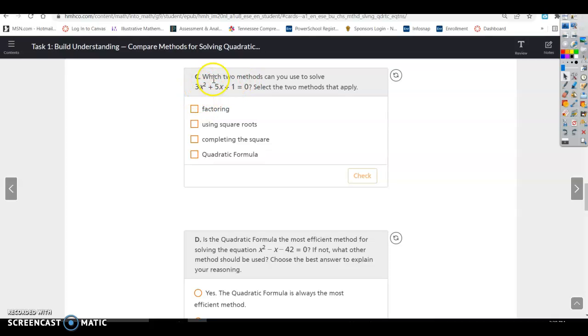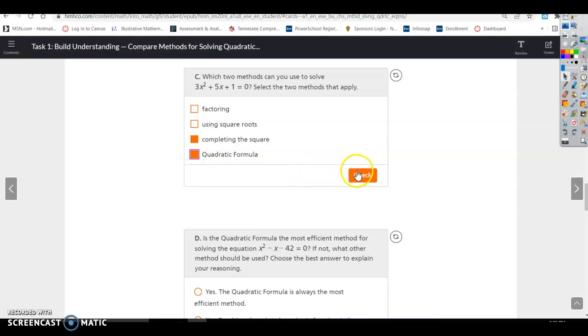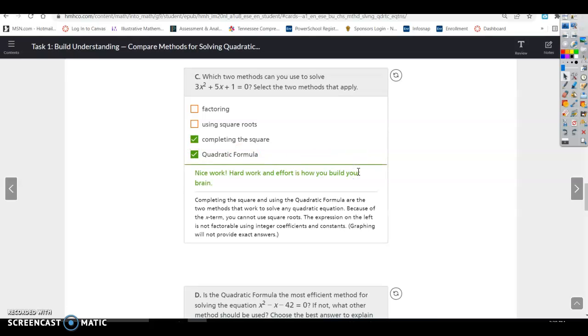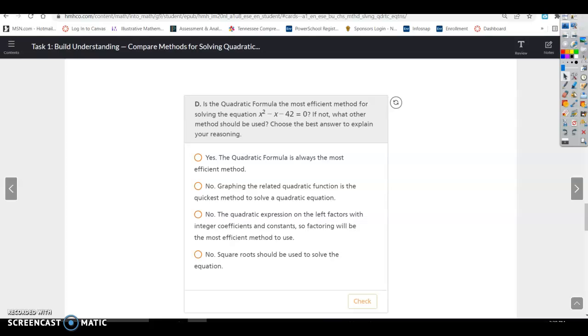Factoring is not going to work because if you multiply a times c, nothing multiplies to give you 3 and adds to give you 5. So factoring will not work. Square roots will not work because it has an x term or a middle term. So the only two that will work for this one would be completing the square or quadratic formula.